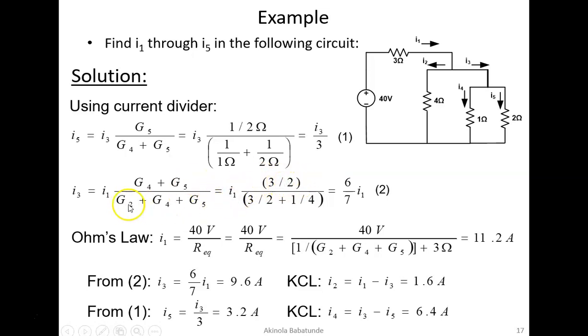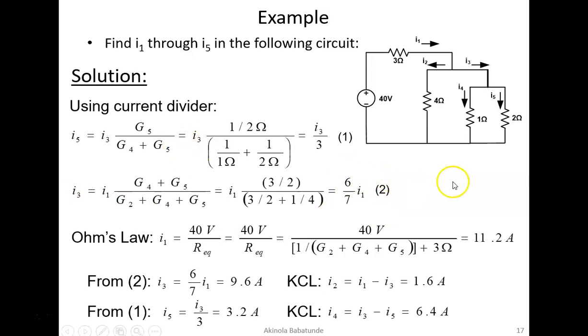I1 is still here. Then G2 will be equal to 1 over 4. So we have 1 over 4 plus G4 plus G5. We know G4 plus G5 is what we have as a numerator, and that's the same thing as 3 over 2. So this becomes 1 over 4, which is G2, plus 3 over 2. That's why we have 3 over 2 plus 1 over 4 here. If you simplify these and carry out simple arithmetic operations, our I3 would be equal to 6 over 7 I1. You keep that as equation 2.